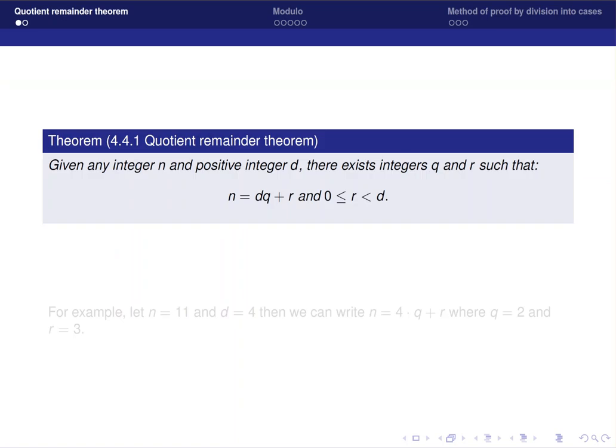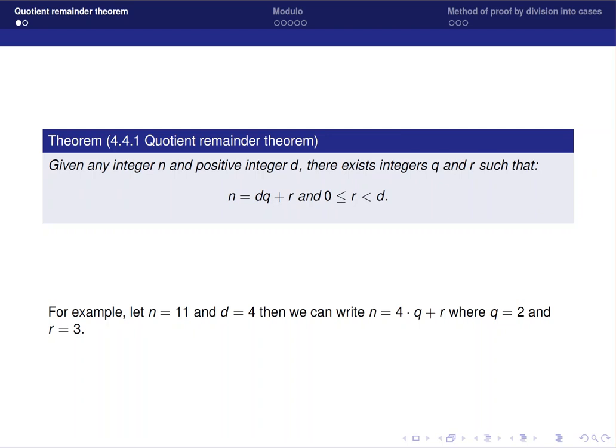Start with Theorem 4.4.1, the quotient remainder theorem. It basically says, given any integer n and a positive integer d that we call the divisor, there exist integers q and r such that n is equal to dq plus r. r is known as the remainder, q is known as the quotient. The special thing about the quotient remainder theorem is that there's a guarantee if we divide n by d that the remainder is either 0 or some integer smaller than d, the divisor.